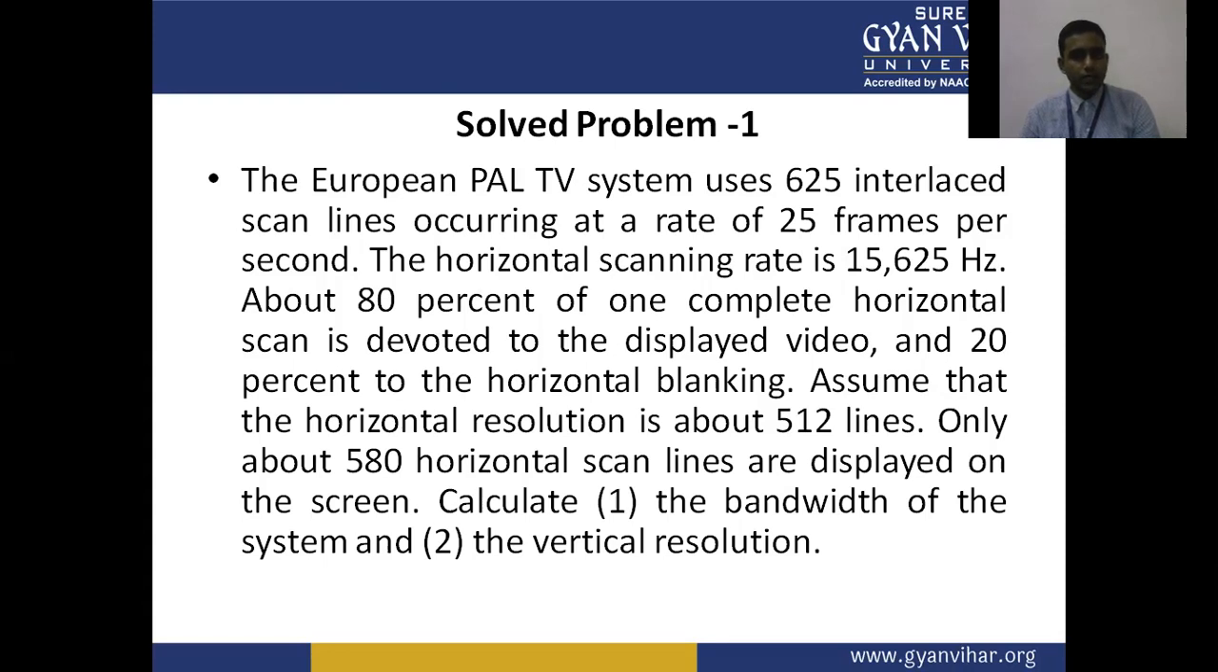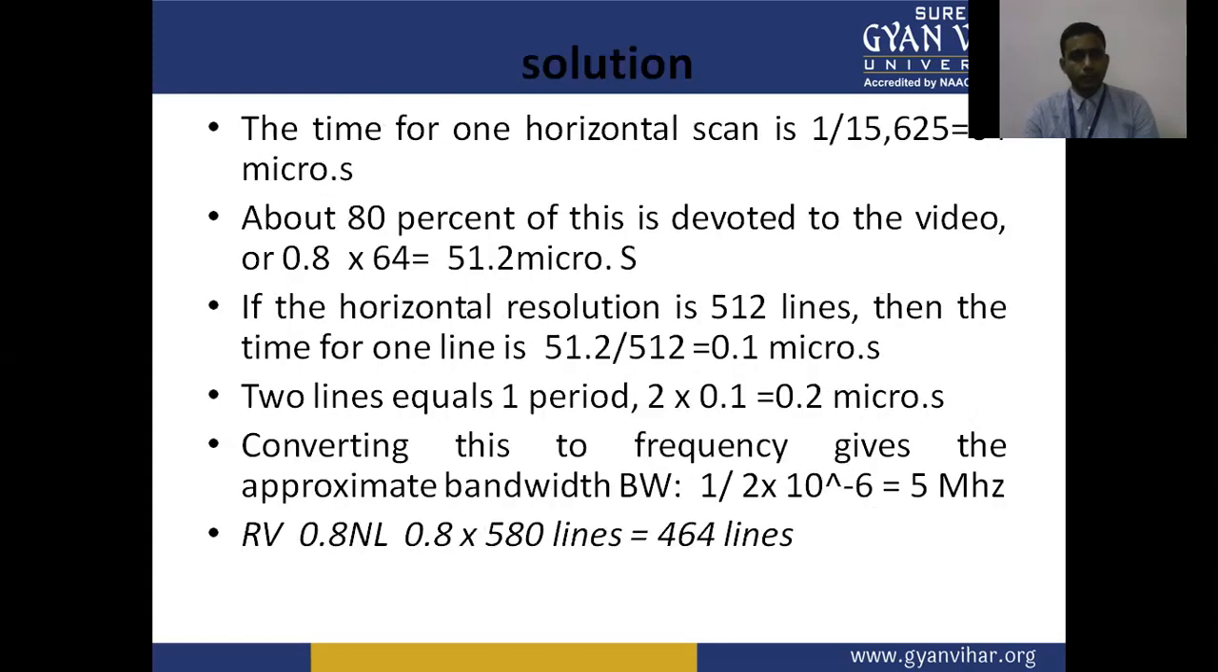Only about 580 horizontal scan lines are displayed on the screen. Calculate the bandwidth of the system and the vertical resolution. The time for one horizontal scan is 1 upon 15,625, that is 64 microseconds.